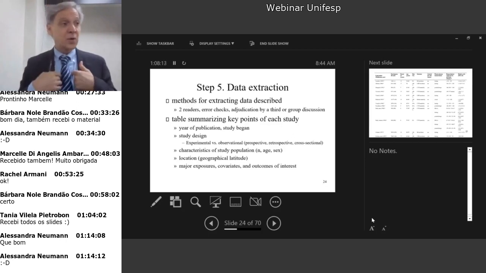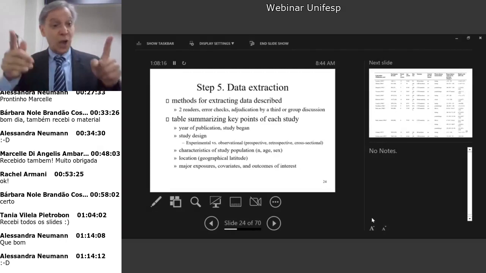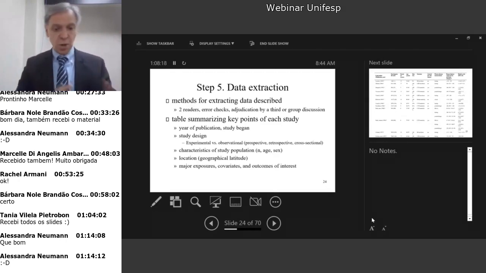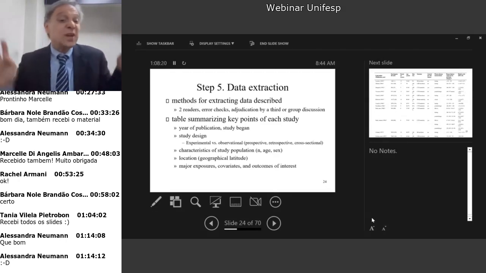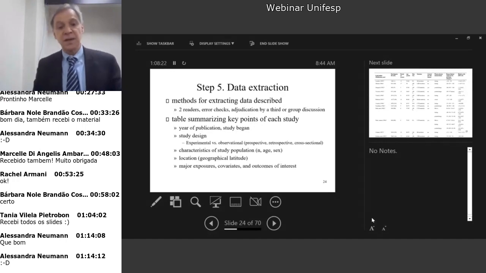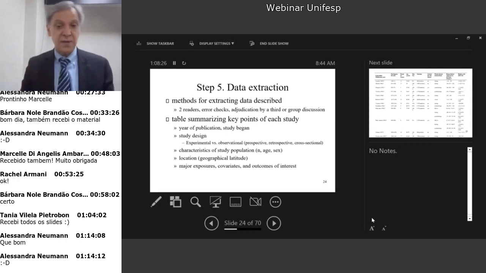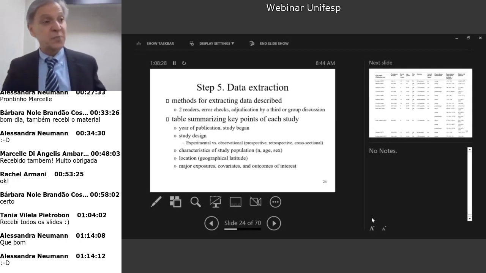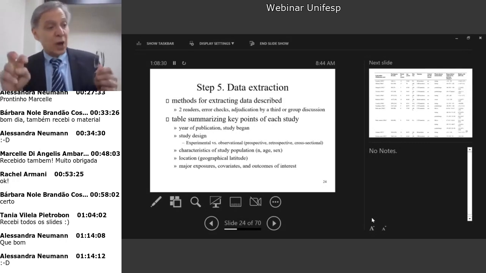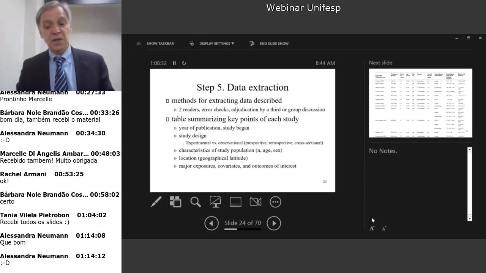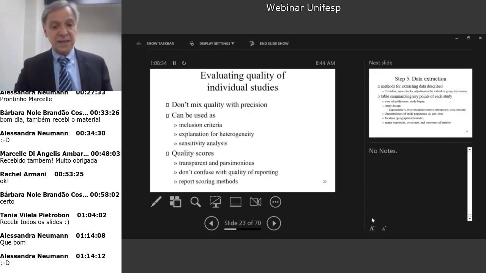Then me, God, go there and say, hey, let me read again the whole paper, and say no or yes, okay? But the two readers, that's what I mean, two readers. Error checks, checking for error, adjudication by a third, that's what I just described, or a group discussion. If you have enough people, you can have a group discussion for those doubtful studies to be included or not. The best way to avoid that in data extraction is to have a quality score.